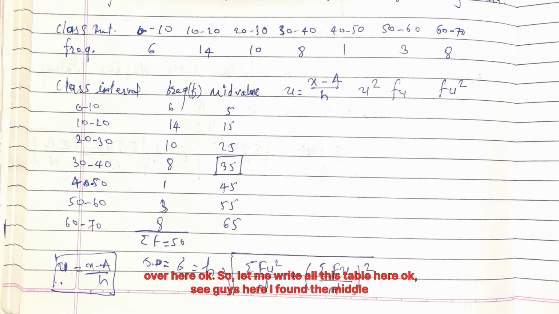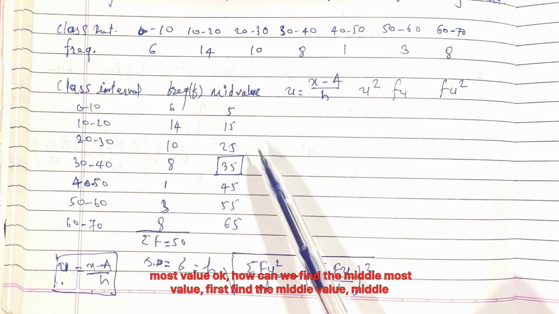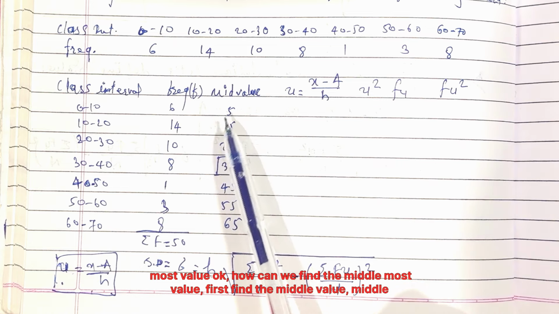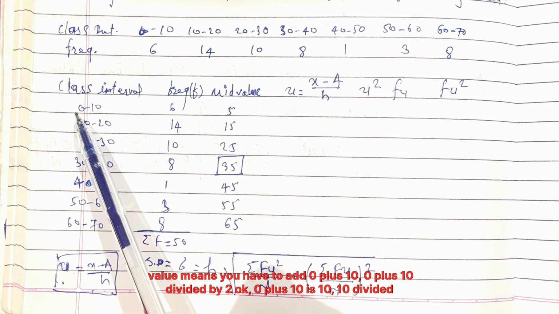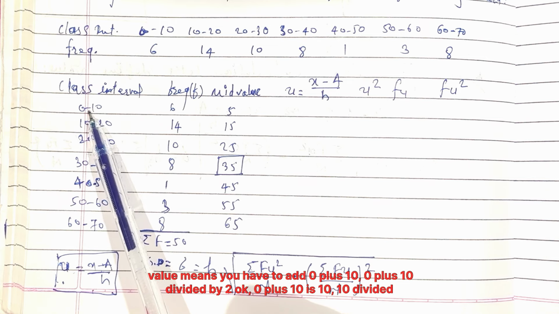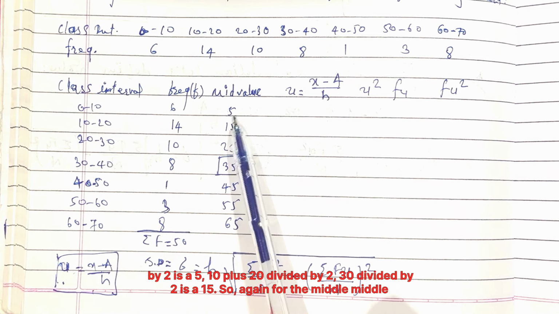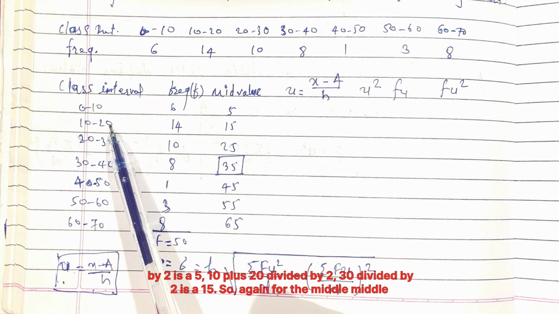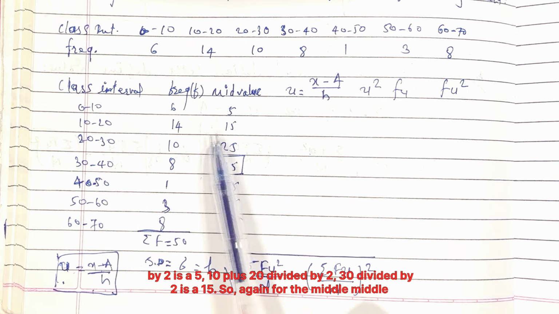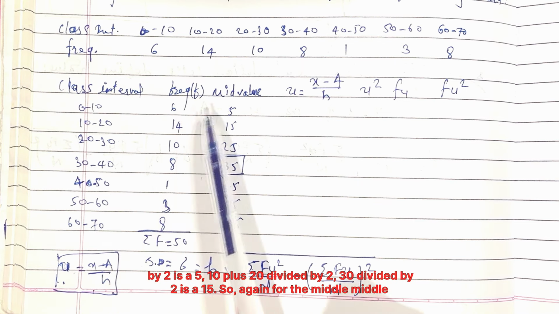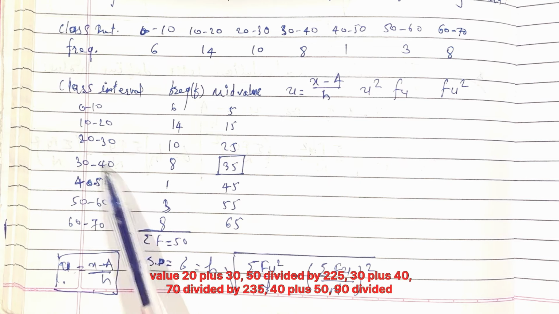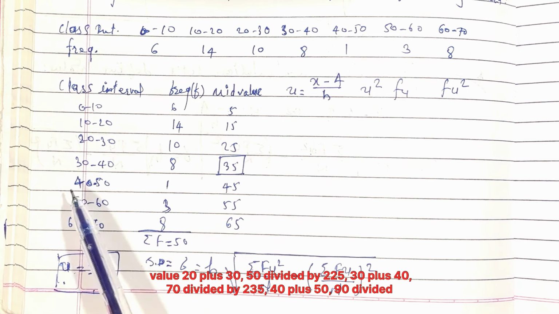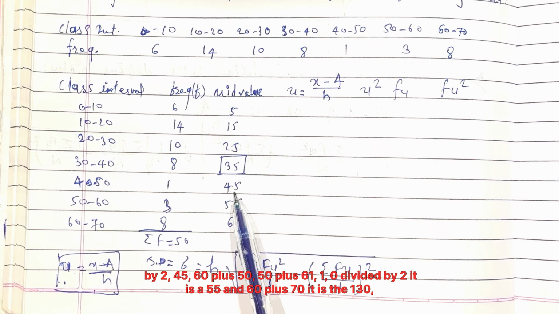See guys, here I found the middlemost values. How can we find the middlemost value? First find the mid value. Mid value means you add 0 plus 10, which is 10, divided by 2 is 5. 10 plus 20, 30 divided by 2 is 15. Again for the mid value, 20 plus 30, 50 divided by 2, 25. 30 plus 40, 70 divided by 2, 35. 40 plus 50, 90 divided by 2, 45.